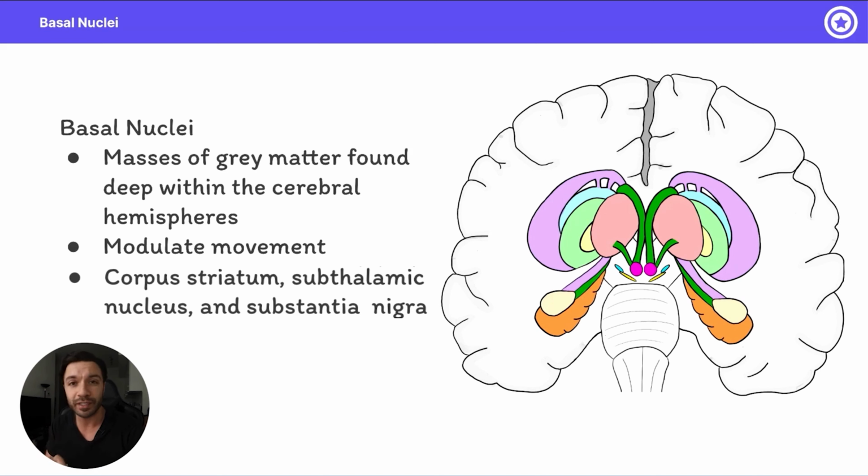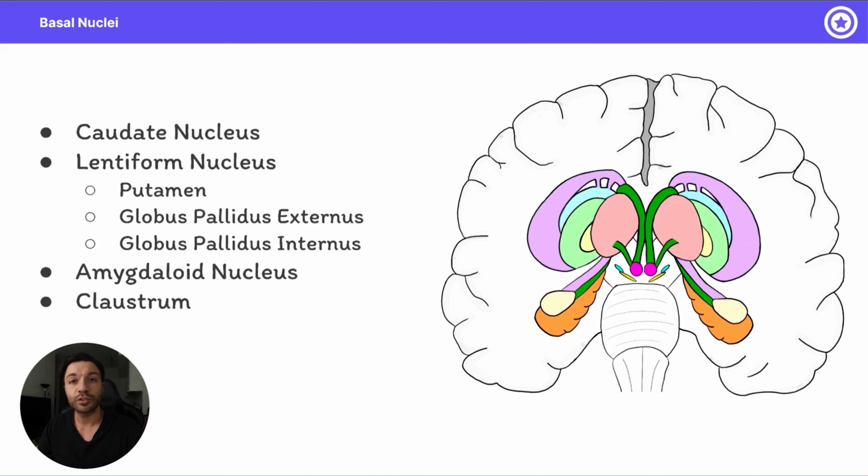Now the basal nuclei are broken up into the corpus striatum, the subthalamic nucleus, and the substantia nigra. Let's take a closer look at these. The corpus striatum is made up of two structures mainly: the caudate nucleus and the lentiform nucleus. And the lentiform nucleus is then further broken down into three structures. So we have the putamen, the globus pallidus externus, and the globus pallidus internus. So where can we find these on a 3D model?